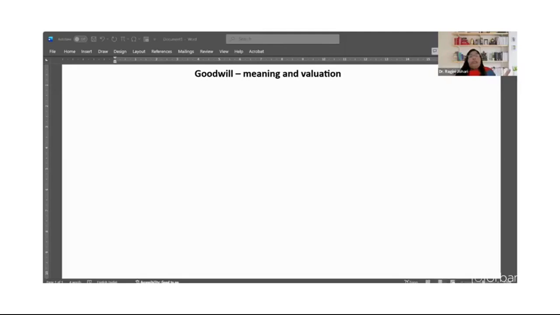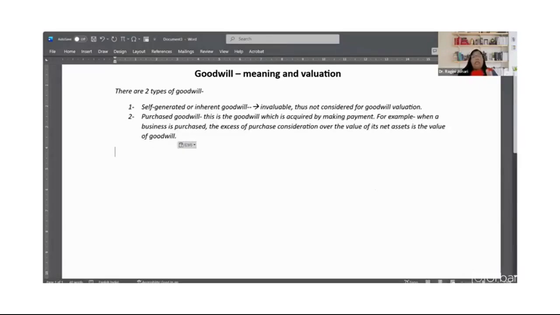There are two types of goodwill: self-generated goodwill and purchased goodwill. Self-generated goodwill is invaluable. Therefore, we do not consider this type of goodwill for goodwill valuation because you cannot make a value out of it. But the second type, that is purchased goodwill, is the goodwill which is acquired by making the payment. That is, when a business is purchased, the excess of purchase consideration over the value of its assets is the value of goodwill.